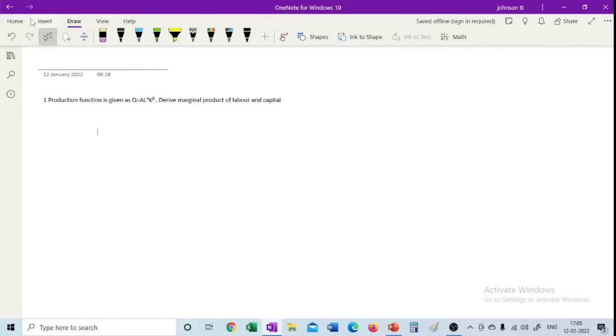This is a problem from production, that is Cobb-Douglas production function. So the production function is given as Q equals A into L raised to alpha K raised to beta. Derive marginal product of labor and capital. See, when I explained Cobb-Douglas production function, there I have derived marginal product of labor. So here I will derive the marginal product of capital.